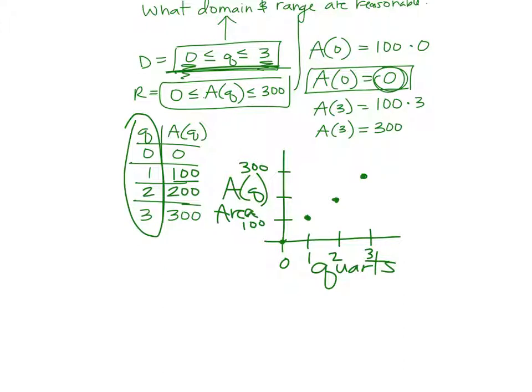Okay. Now, technically, we said we could connect those, but can I have an arrow that keeps going through it? You have to stop there, right? Because if you kept going, that's saying we have more than 3 quarts. And they told us at the beginning, you only have 3 quarts of paint. Okay? All right.